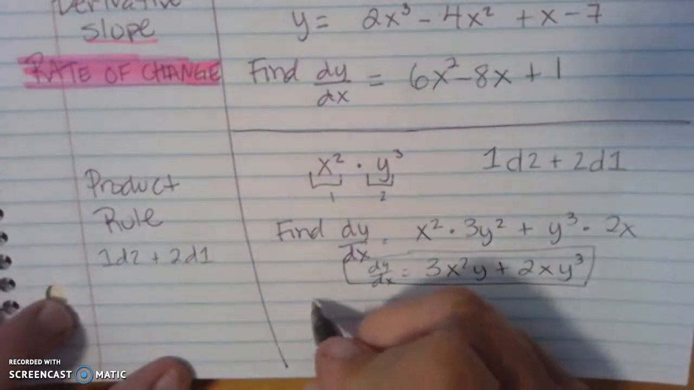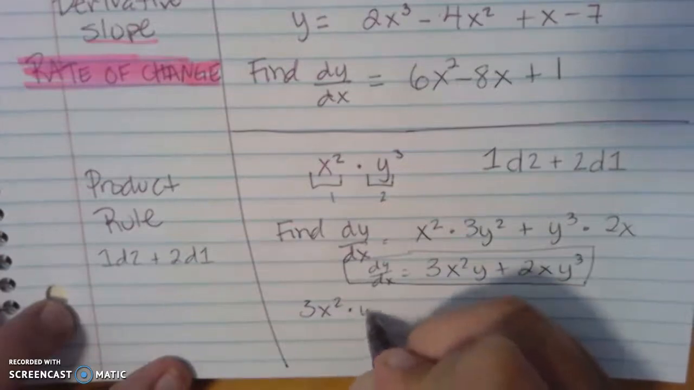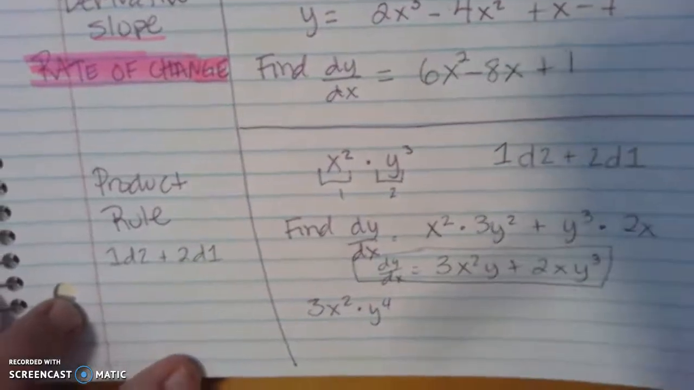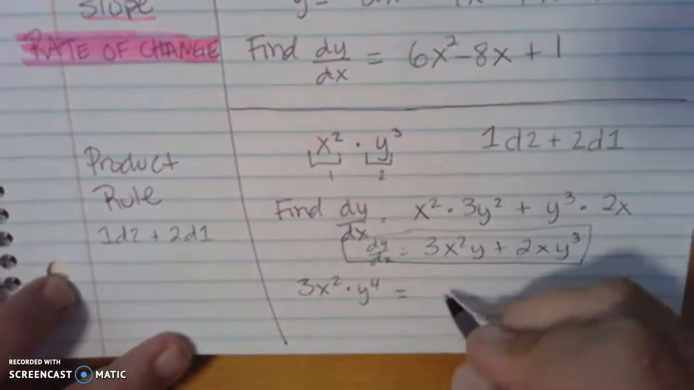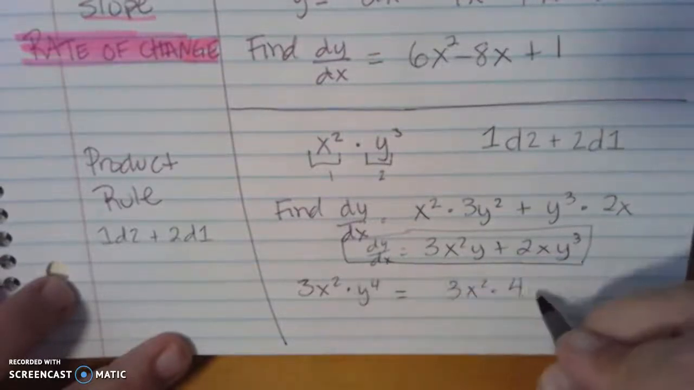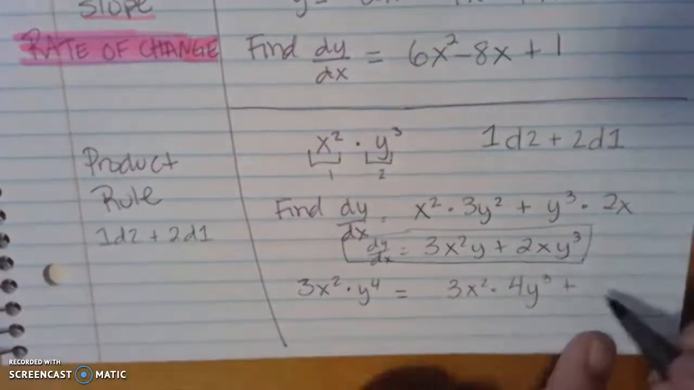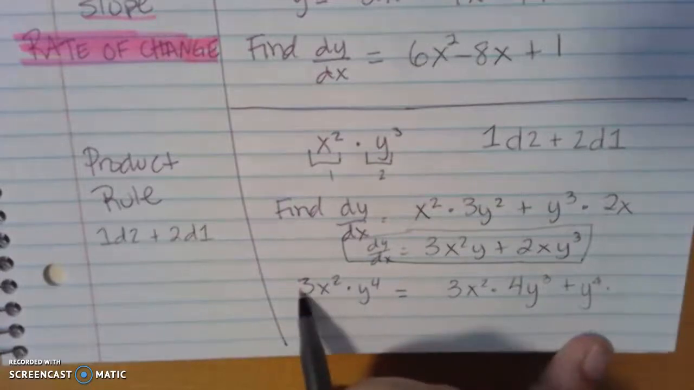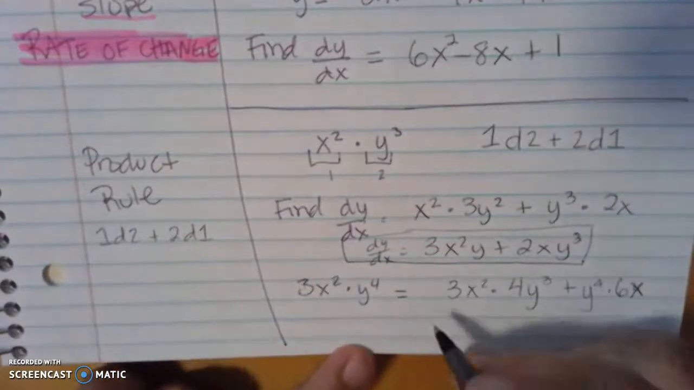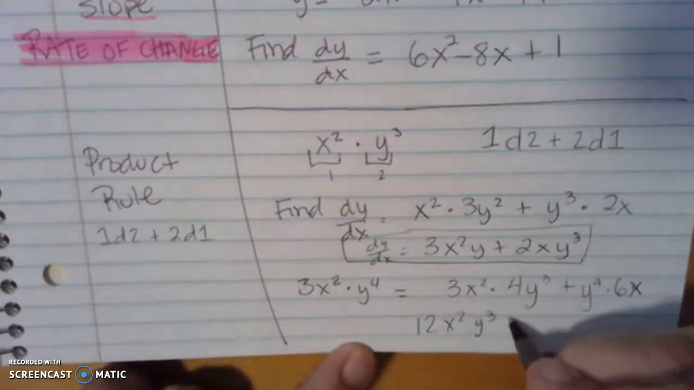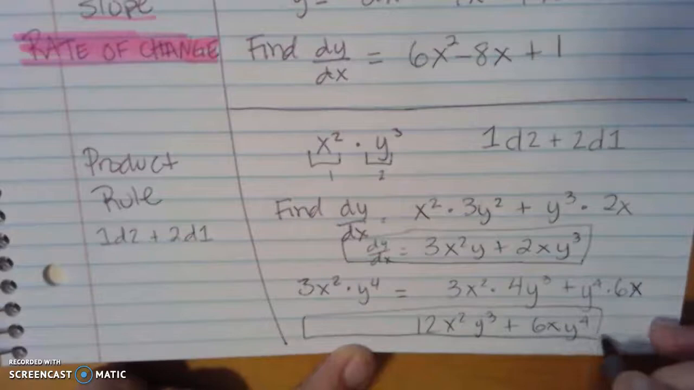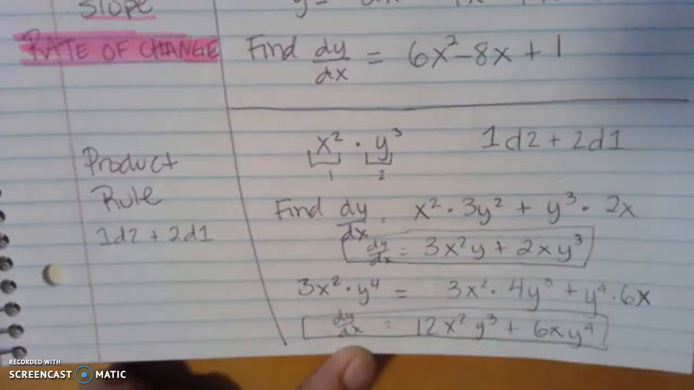So let's try another problem. Just very quickly, what if I have 3x squared times y to the fourth? Okay, so we're just going to follow the rule, 1d2 plus 2d1. So 1, 3x squared, plus 2, take the 4, move it to front, 4y to the third, plus 2, y to the fourth times the derivative of the first. 2 times 3 is 6x. Okay. When I clean it up a little bit, we get 12x squared y to the third plus 6xy to the fourth. And that is my dy dx. I just found the derivative.